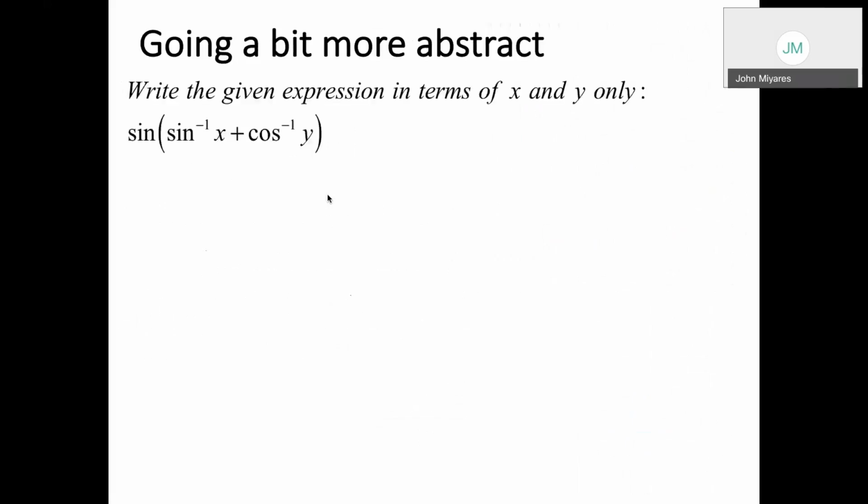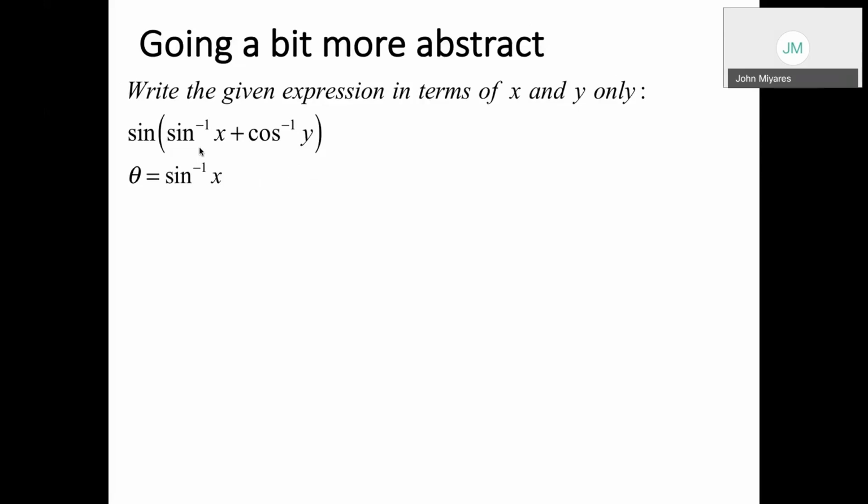Suppose you are asked to write the given expression in terms of x and y only, where you have the sine of the quantity inverse sine of x plus inverse cosine of y. Again, from the outset, this looks really scary, but when you break it down into smaller pieces, it's really not that bad. Remember, when you take the inverse sine of x, what you're ending up with is some angle theta.